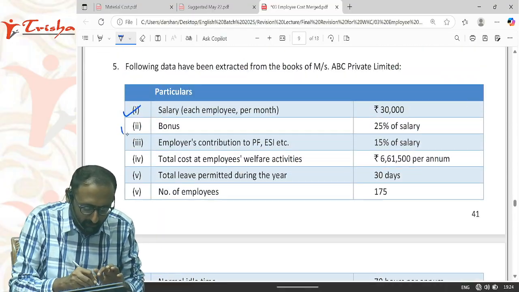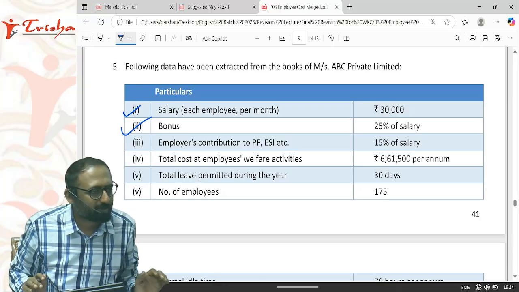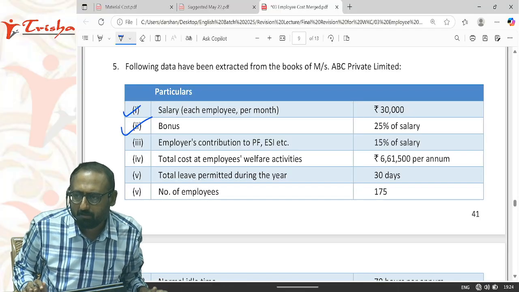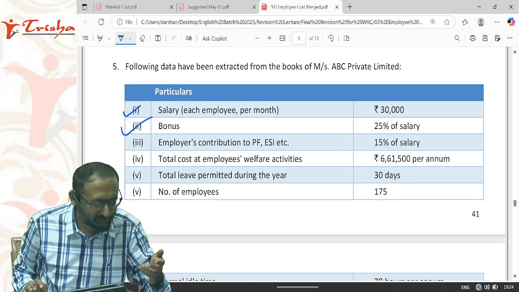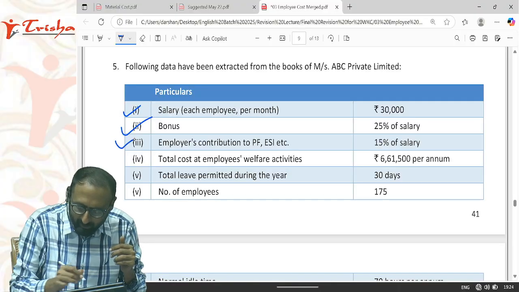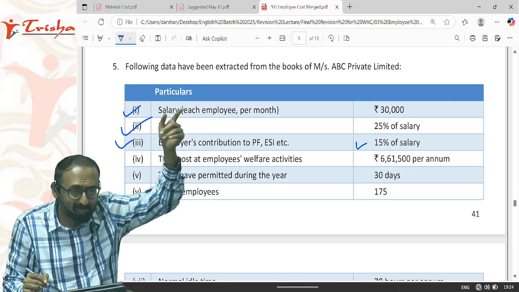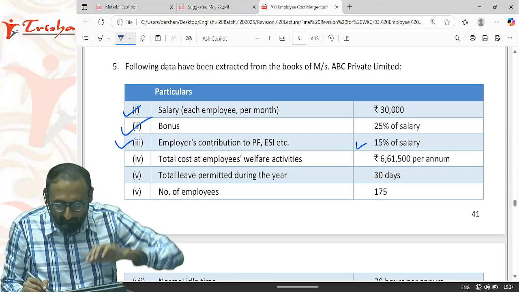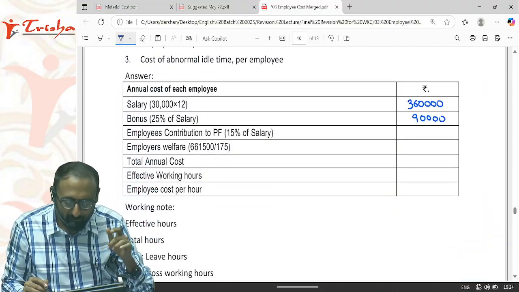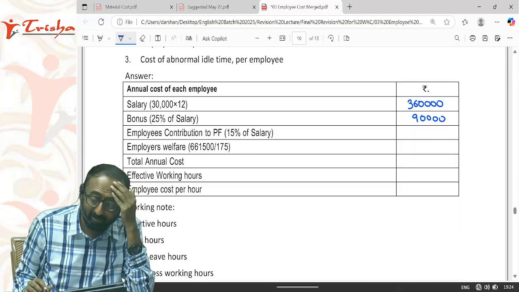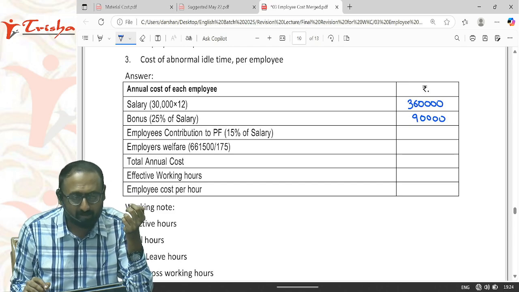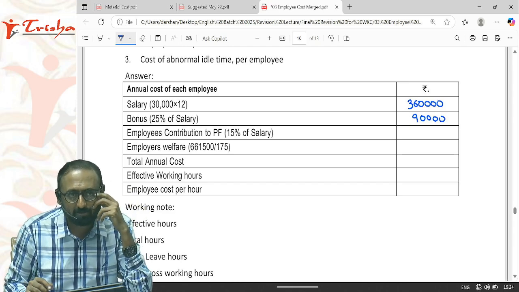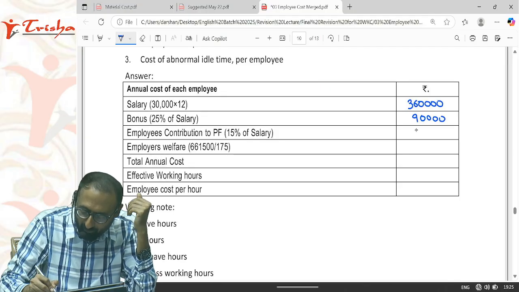Next one. Employer's contribution to PF. Sir, tell me, will the employer's contribution be added or not? It will be added. Employer's contribution to PF is 15% of the salary. So 15% of 3,60,000. Sir, tell me how much it will be? 54,000. Okay, sir.